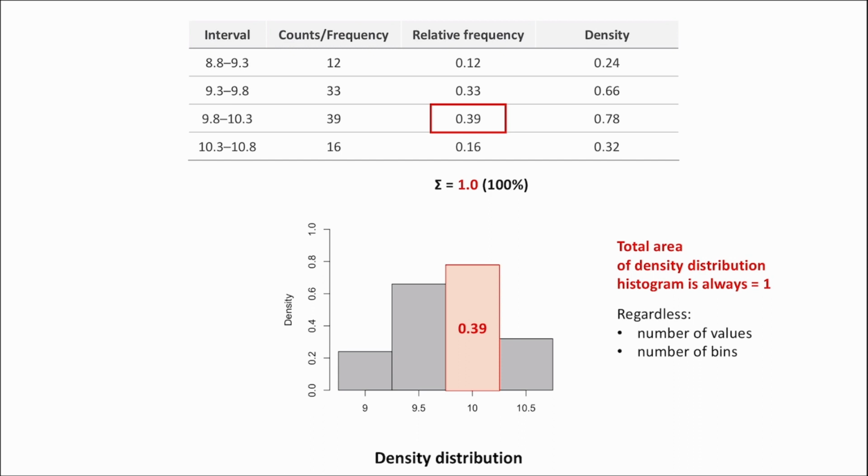Moreover, it will be 1 regardless of how many bins you use and regardless of how many values you have. So the area of the density distribution is invariant of the number of bins, it is constant, always 1. And that makes density distributions comparable. We can compare density distributions, for example, derived from different samples, different sample sizes, different numbers of bins, and so on. So this is just an example. If you take the area of every bar here and take a sum of these areas, the total area of all bars in this distribution will be equal to 1.